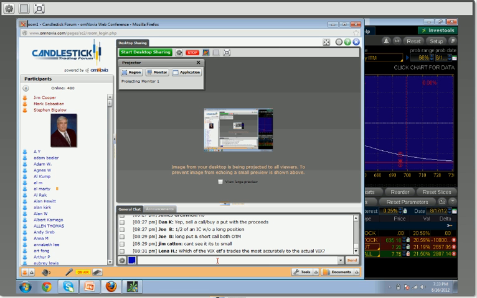Which of the VIX ETFs trades most accurately to the VIX? The answer is none of them. They all stink long term. Yeah, most people are trying to buy the put.